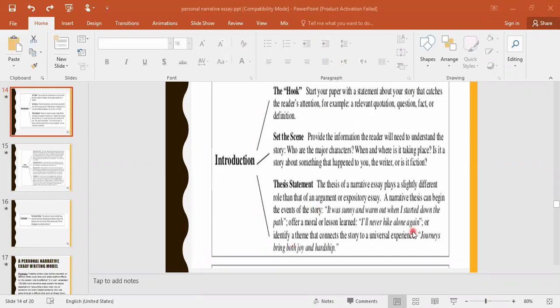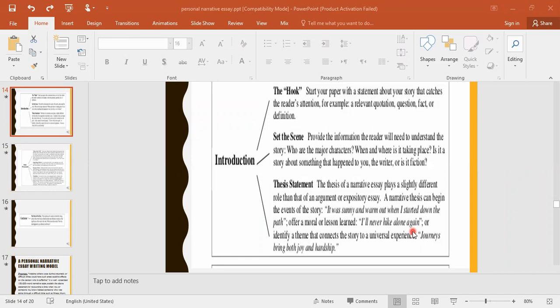A narrative thesis can begin the events of the story. يعني in the narrative essay, I can start the first event or the first exciting event in the story in the thesis. It was, for example, يعني هون they're giving you an example. It was sunny and warm out when I started down the path. Okay? هون I started the first event in my story that I was at the path. هون I can keep the reader with excitement. Yani the reader will feel motivated to continue reading and see what happened in the path.